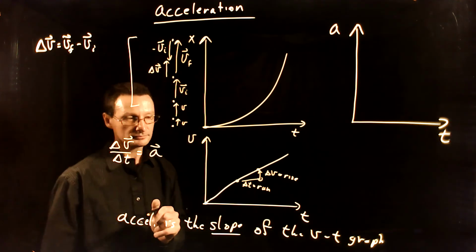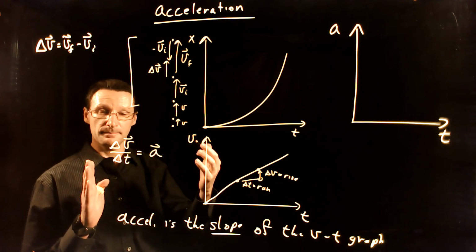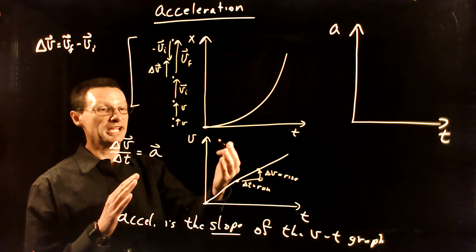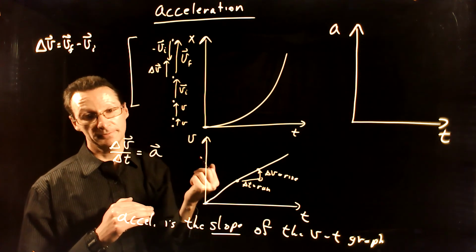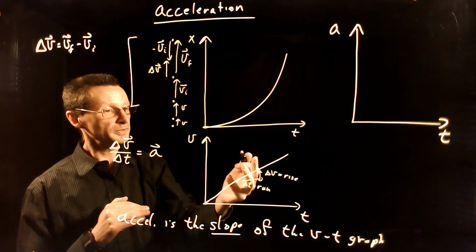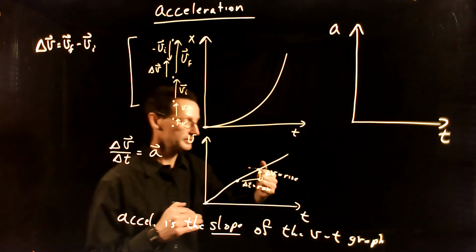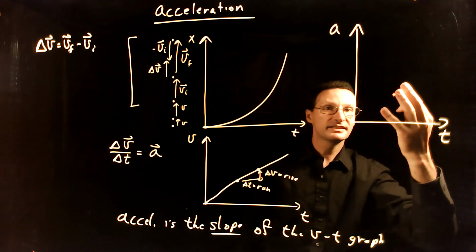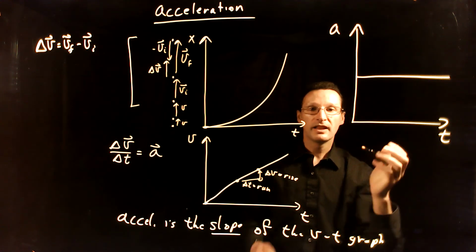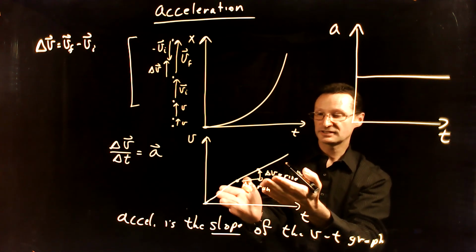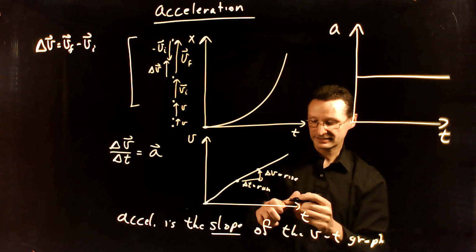Okay? So again, we're having this symmetry here where the slope here is the value here. So the slope here is positive and constant. Therefore, the value here must be positive and constant. Okay? So that is the corresponding acceleration time graph to this velocity time graph. All right? And that's acceleration.